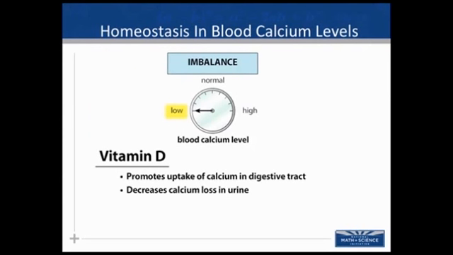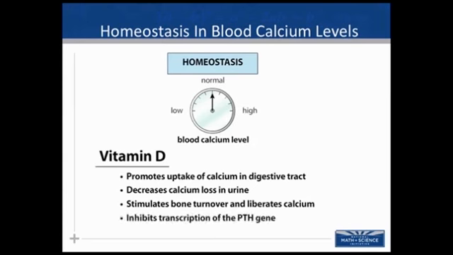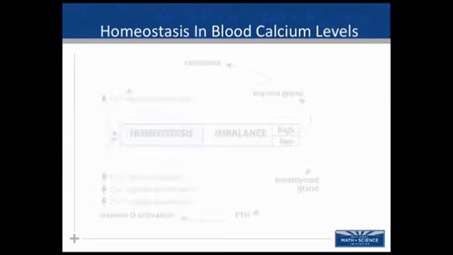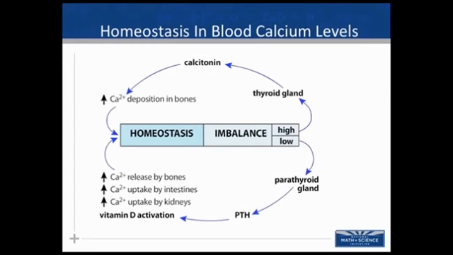The actions of vitamin D in bone are more complex. In the short term, vitamin D directly promotes bone turnover, liberating calcium into the blood. In the long term, however, elevated calcium levels promote the deposition of new bone and the removal of calcium from the blood. Vitamin D also acts on parathyroid cells to inhibit the transcription of the PTH gene, thus forming a negative feedback loop for the regulation of PTH. Overall, the concentration of calcium in the blood is tightly regulated by the combined action of calcitonin, PTH, and vitamin D.